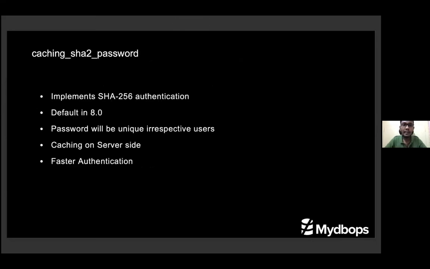The next thing is caching_sha2_password. From MySQL 8.0, this is the default authentication plugin. It was already introduced in 5.7, but it was not set as the default one. From 8.0, it is set as the default, and it implements SHA-256 authentication. The difference between SHA-256 authentication and caching_sha2_password is that the authentication will be much faster. The reason is the server side caching. The cache will be on the server side, so because of this, the authentication will be faster.